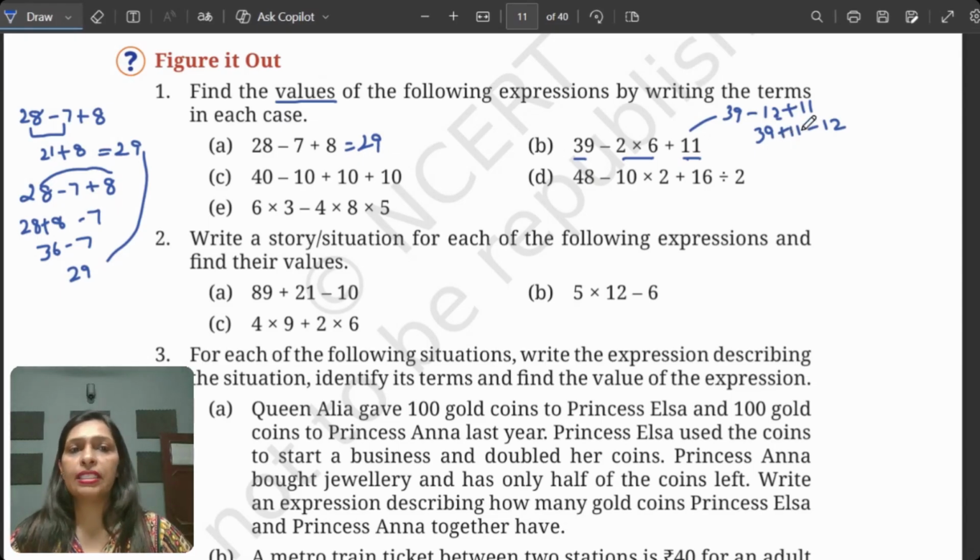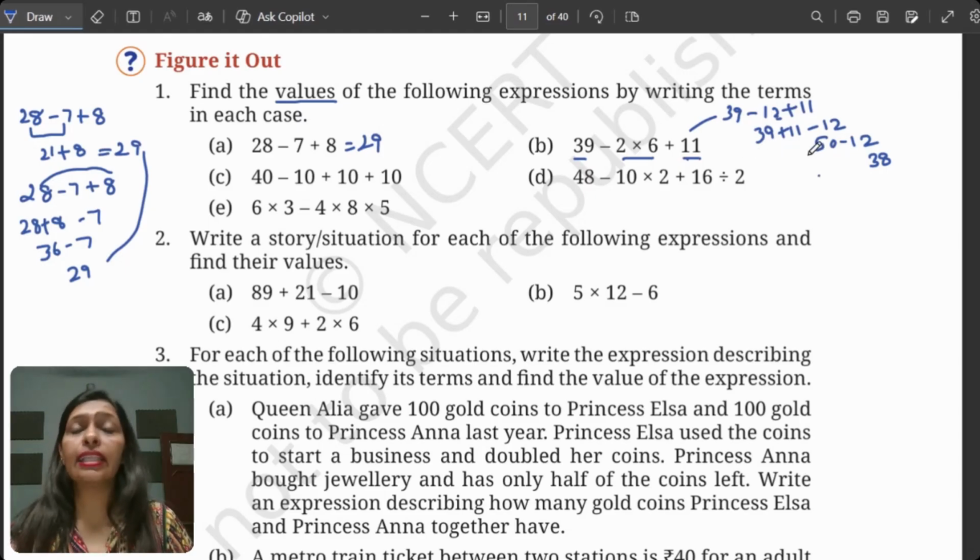So 39 plus 11 gives me 50, and 50 minus 12 you can easily do, that is 38. In fact, you could have done it like this also: minus 12 plus 11 is minus 1, and 39 minus 1 is 38. That is easier and less time consuming. So see, this is what I'm saying, you can pick your own method by your understanding.